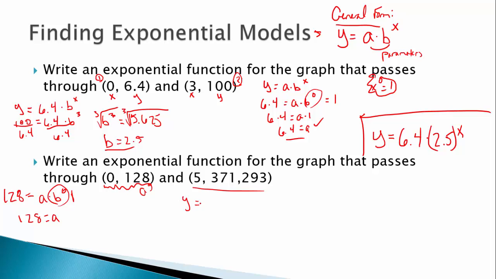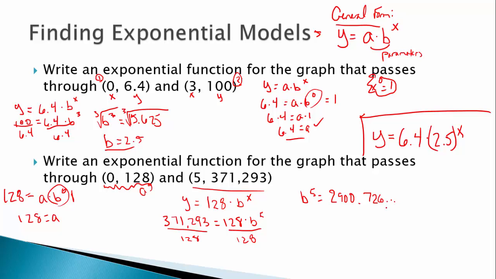So far we know a is 128. We don't know b. So we'll plug in what we know. 371,293 is y, and 5 is x. All right, so I'll divide through by 128. Now I get b to the 5th is going to equal 2,900.726, and I cut it off there but it keeps going. So why don't I take the 5th root of both sides? And that means that b is approximately equal to, because again I have a nasty decimal, 4.926, and then there's a 0 and it keeps going, so we'll cut it off at the third decimal place.